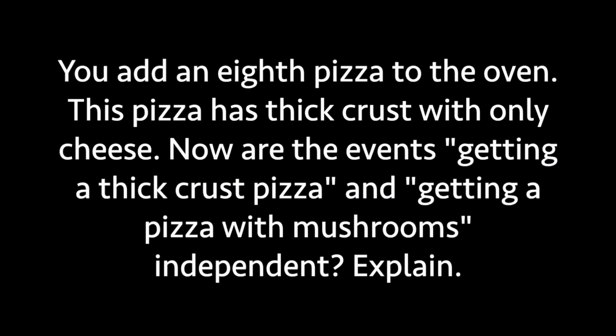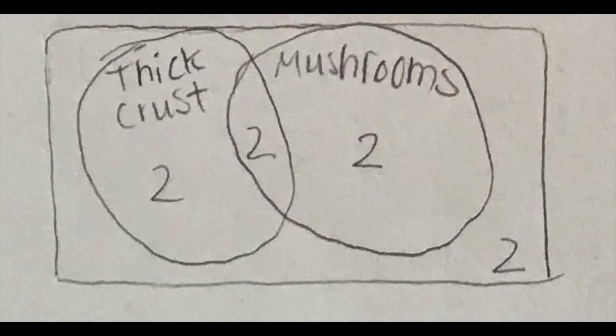Part C says, you add an 8th pizza to the oven. This pizza has thick crust with only cheese. Now, are the events getting a thick crust pizza and getting a pizza with mushrooms independent? Explain. In our new Venn diagram, the thick crust circle now has a 2 representing the pizzas with only thick crust.